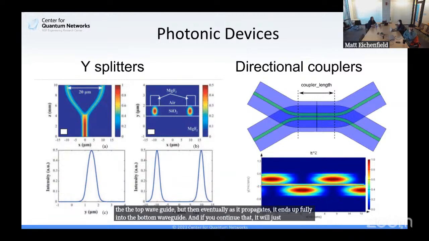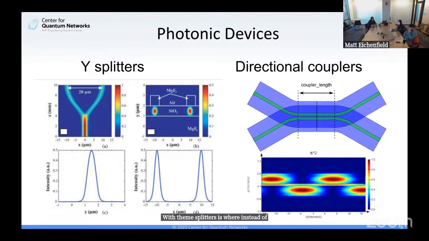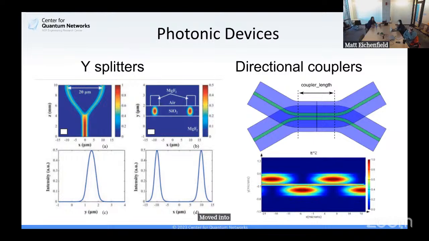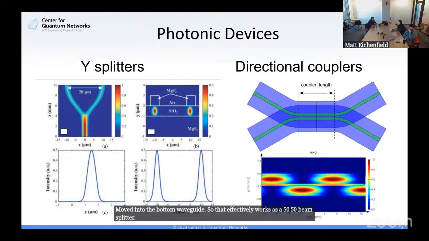So what Matt was talking about earlier with beam splitters is where instead of making it long like this, if you were to make it, looks like 1/8 of this length, then you would end up with only 50% of your initial mode moved into the bottom waveguide. So that effectively works as a 50-50 beam splitter that Matt was discussing earlier.